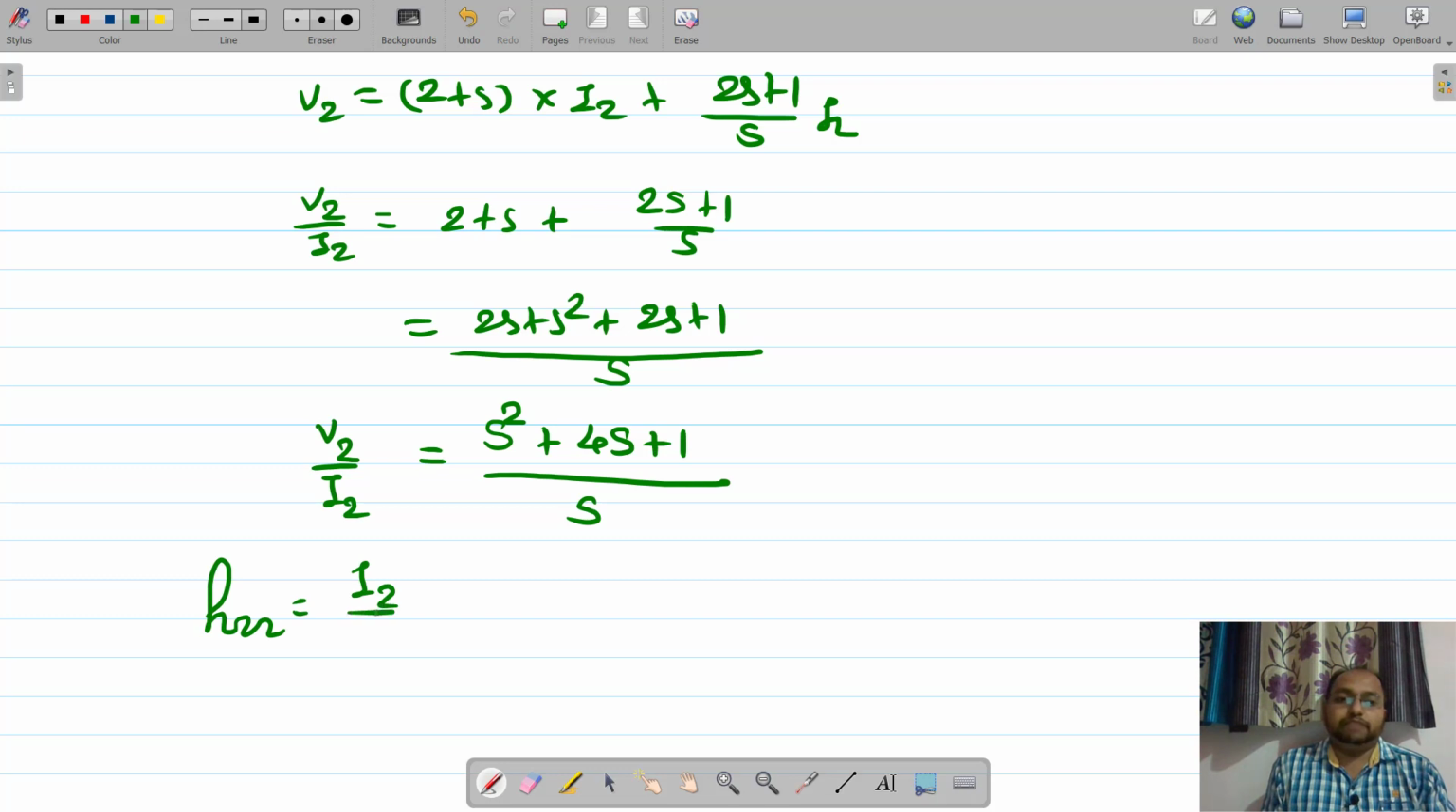So make an inverse of this. Okay, so s divided by s square plus 4s plus 1. Okay, fine, great.